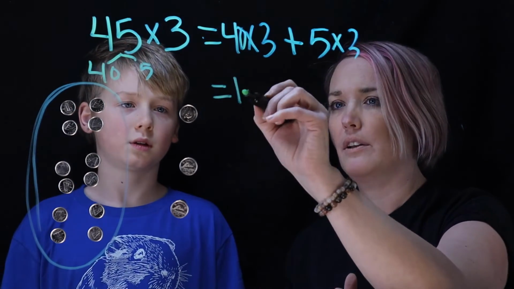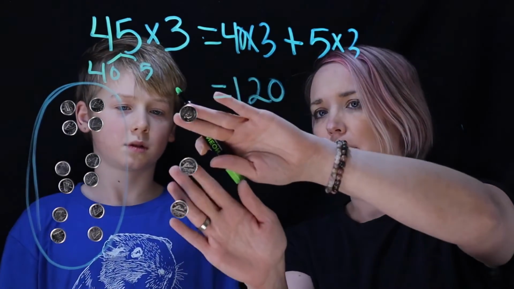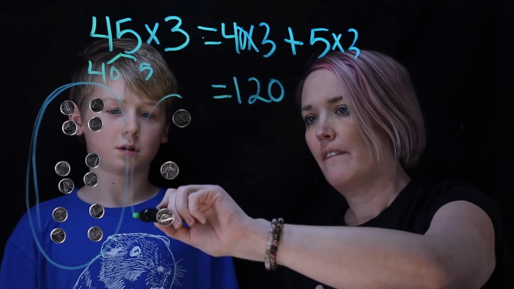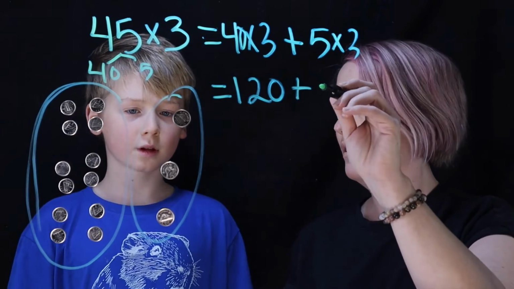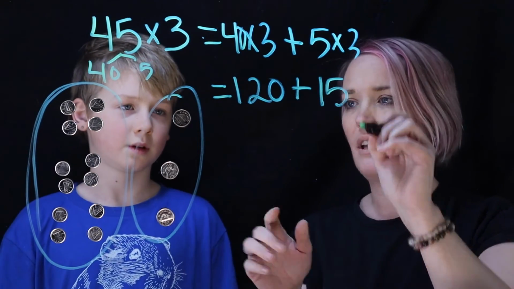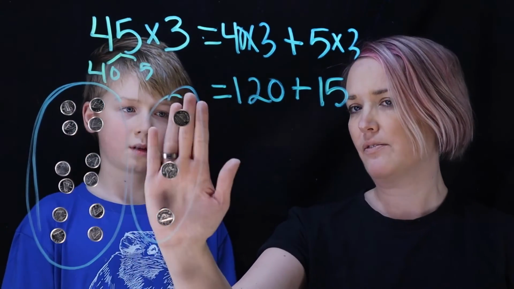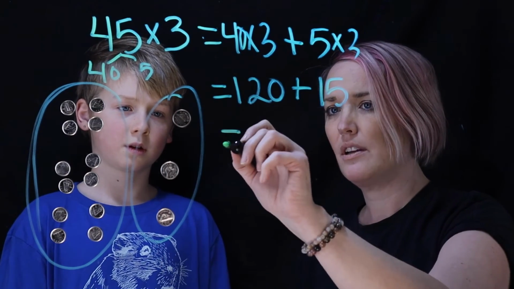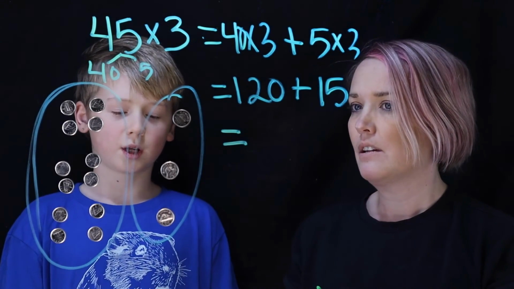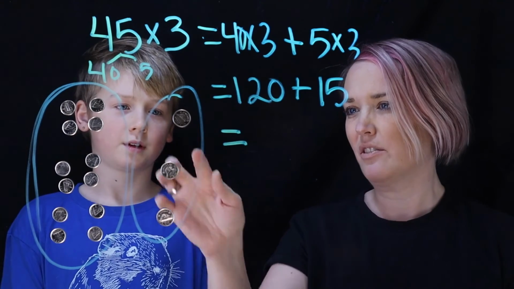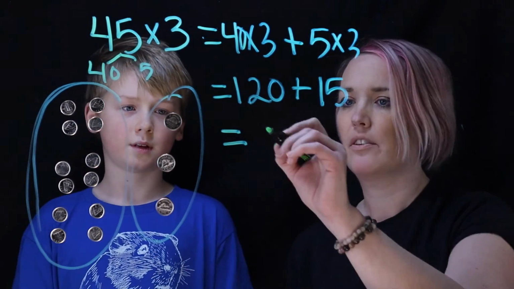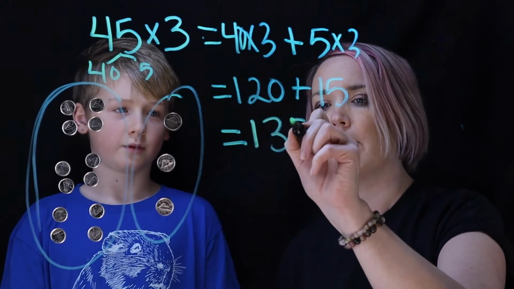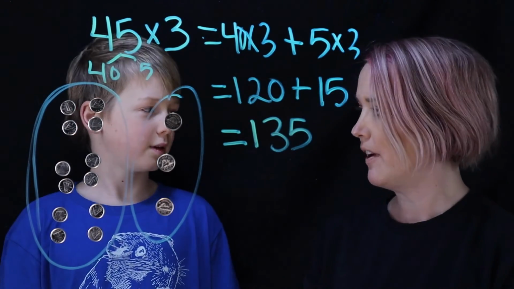120. And then here is our 5 times 3. And how much is that one? 15. Okay, so then we just have $1.20 plus 15 cents, and how much does that equal? 135. Yeah, or we could have just gone 120, 125, 130, 135. So 135. That was fabulous.